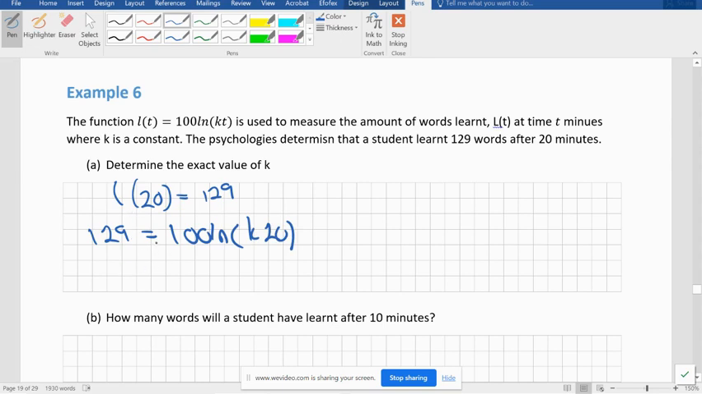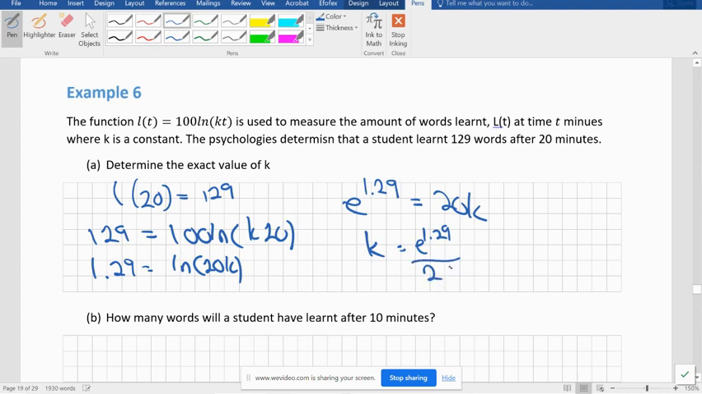Simplifying that down, just divide both sides by 100. You'll get 1.29 is equal to ln(20k). Then you could take e to both sides, or you could rewrite this as an exponential, whichever way you would like to do it. You would get e to the 1.29 equals 20k. So k is equal to e to the 1.29 over 20.